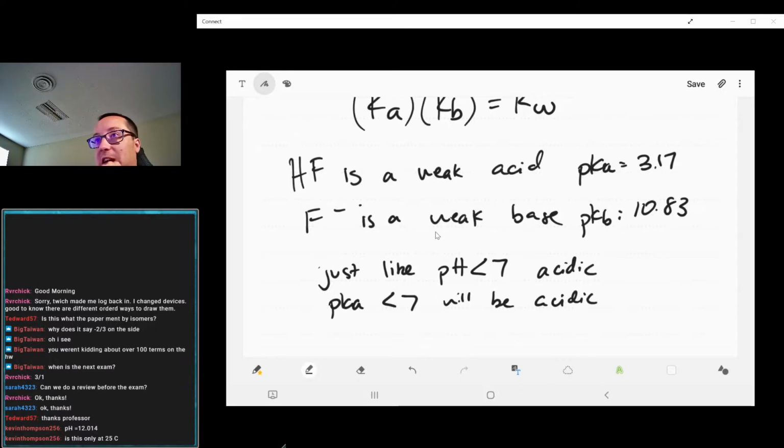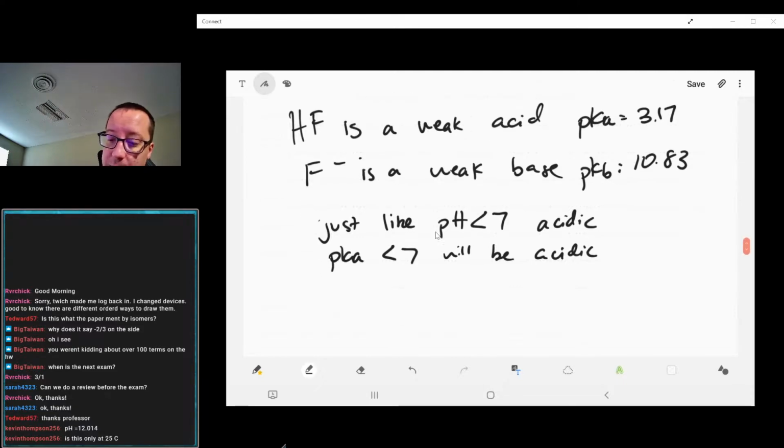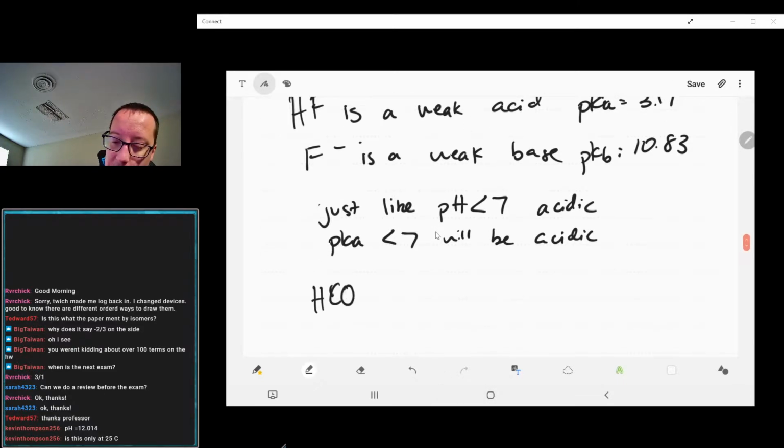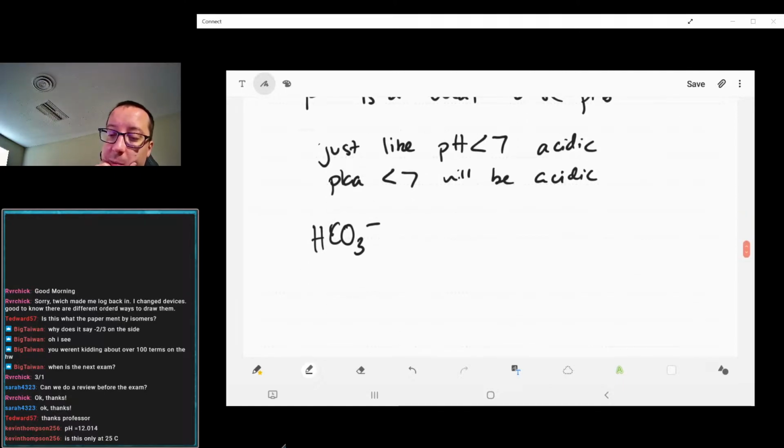What did we do yesterday? Bicarbonate or something? If we look at the bicarbonate ion, yeah, I think we looked at bicarbonate. Let's go ahead and get its values here. Notice that bicarbonate is amphoteric, or amphiprotic, whichever way you like to describe it. It could act as an acid or a base. It could turn into carbonic acid or it could turn into carbonate.